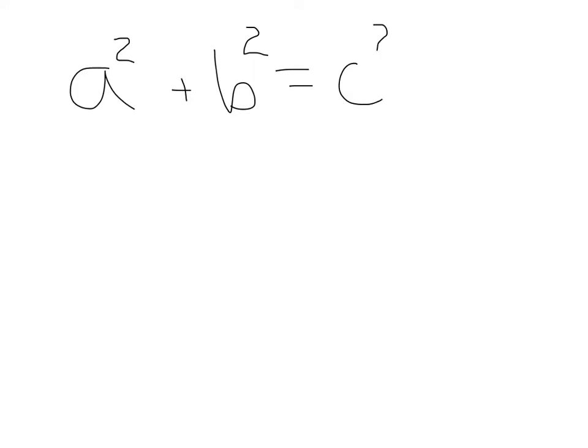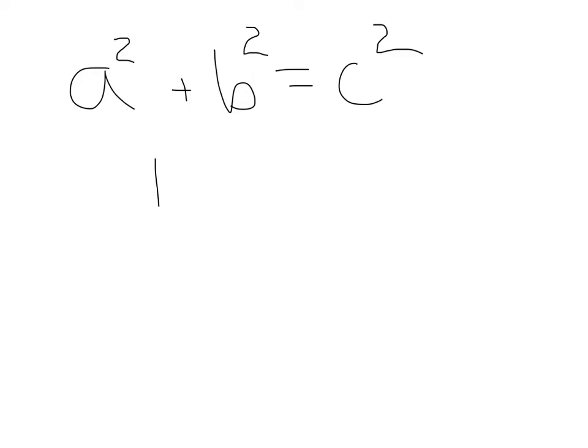Let's have a quick lesson on the Pythagorean theorem. Most people know the Pythagorean theorem as a squared plus b squared equals c squared. Now what that refers to is a right triangle.